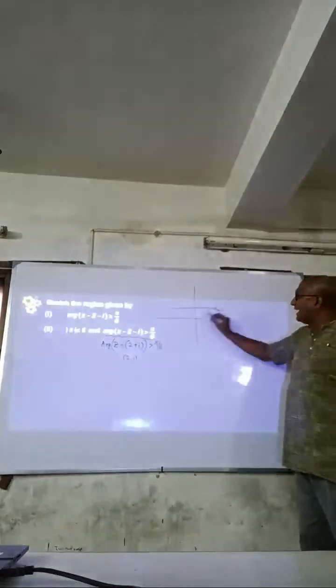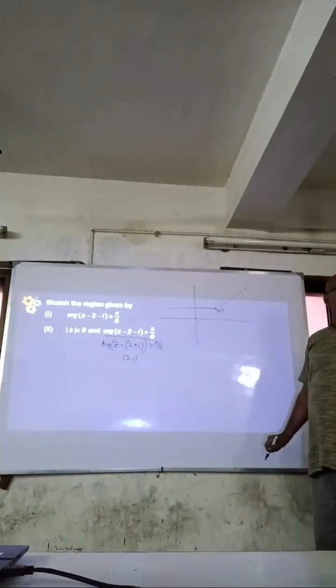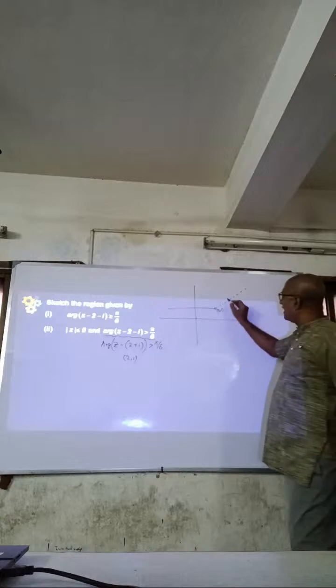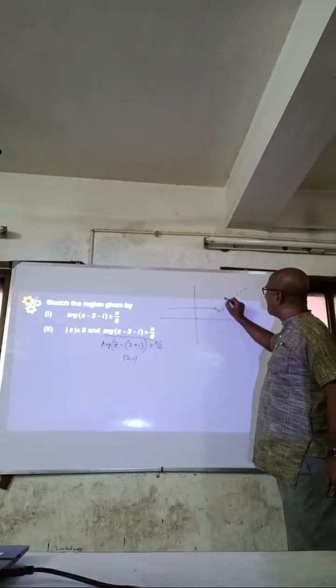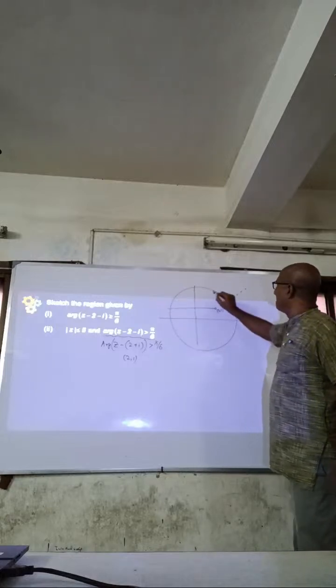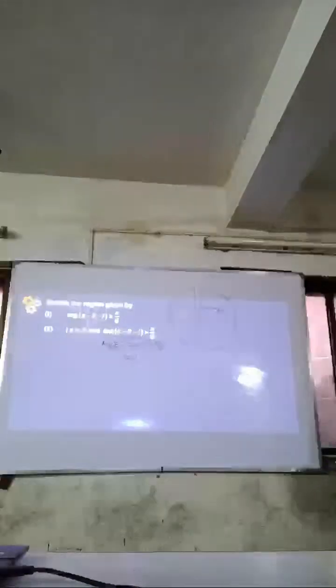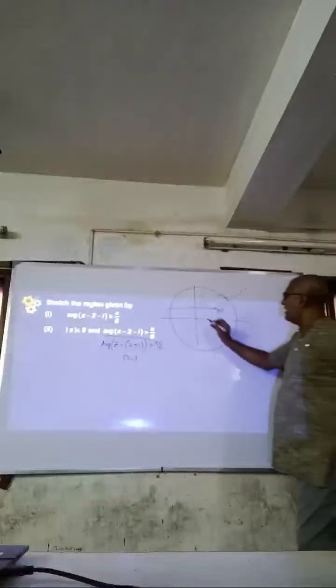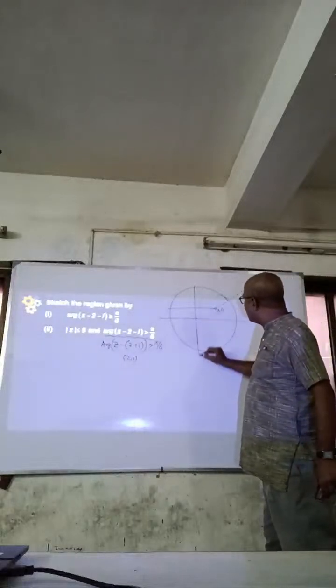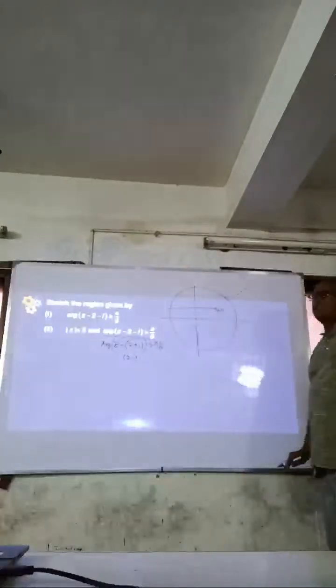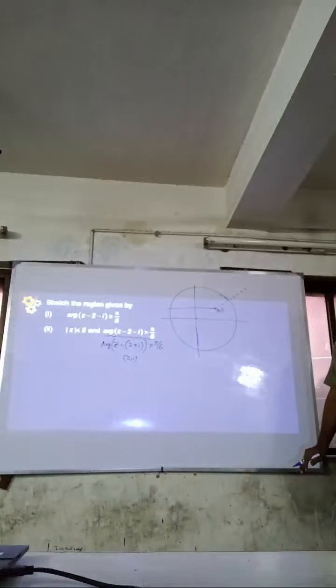So from here it is root 5 and this is 5, which is bigger, so the circle will look something like this. Yes or no? Yes, sir. Absolutely. Now tell me, just by looking at this, which portion are we talking about?